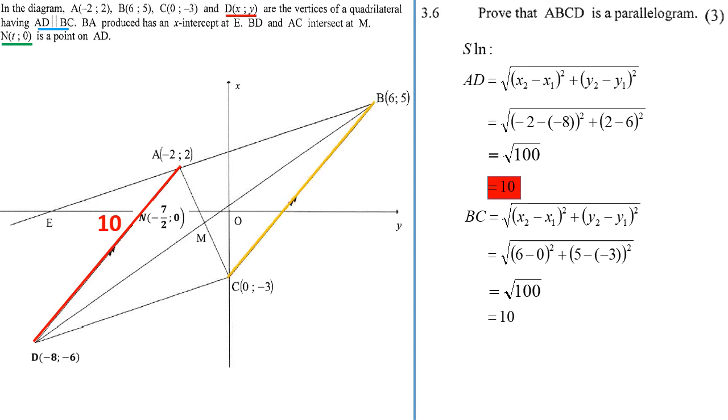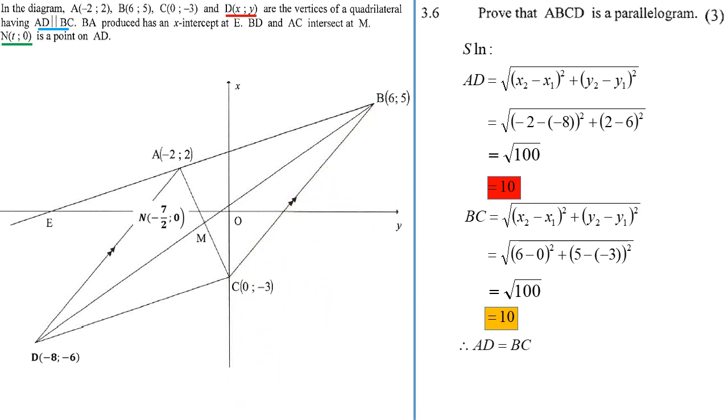Okay, we are now looking at BC, that line, that orange line. It is also 10 units. That 10 units is the one that you see there. So it means this, what is the implication? It means these two lines are parallel and they are also equal.